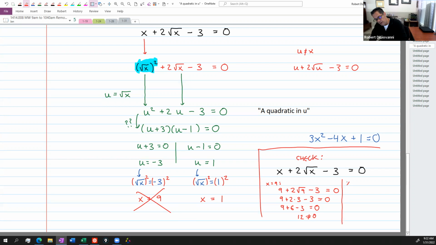So if I check 1, then I plug in 1. So 1 plus 2 square root of 1 minus 3 equals 0. This is 1 plus 2 minus 3 equals 0. And that's 3 minus 3 equals 0. Yes, that's true. So x equals 1 is a solution. Questions?